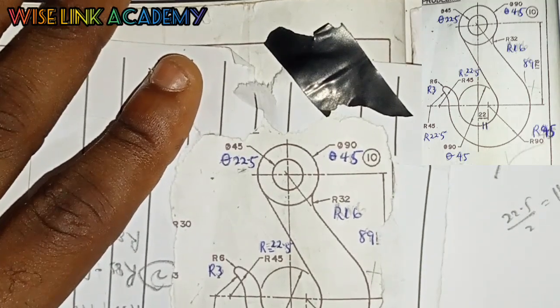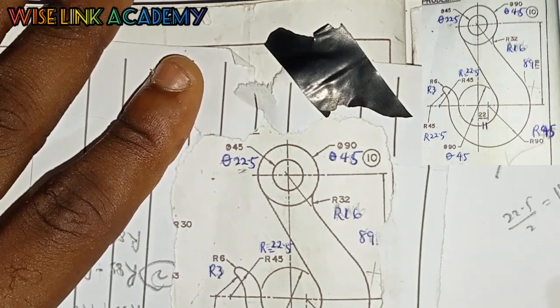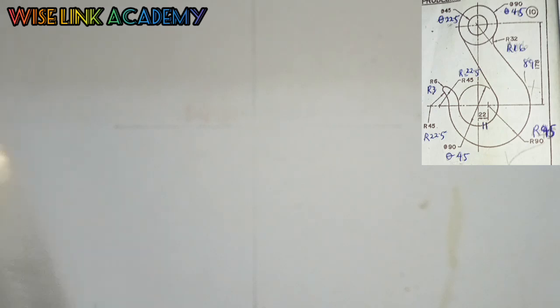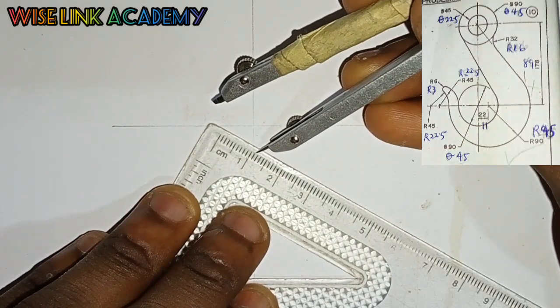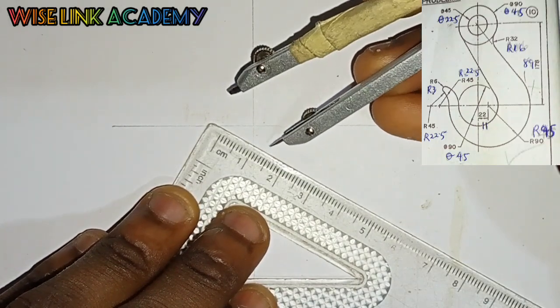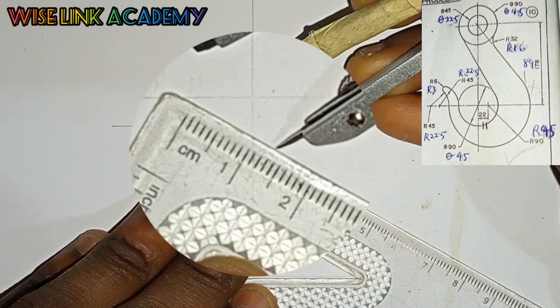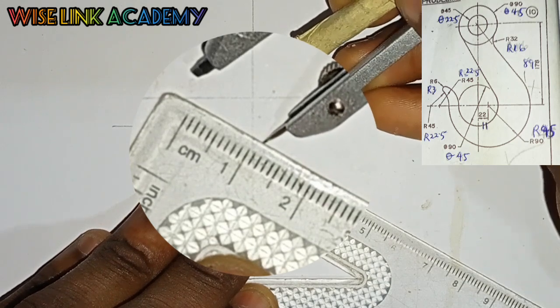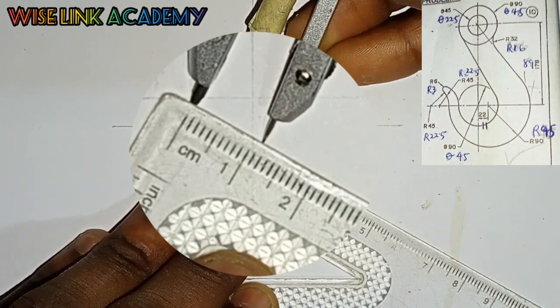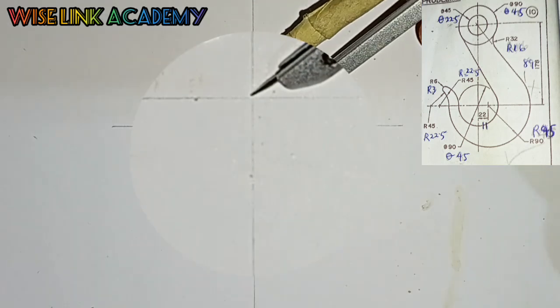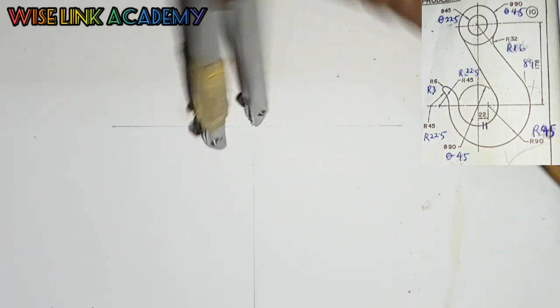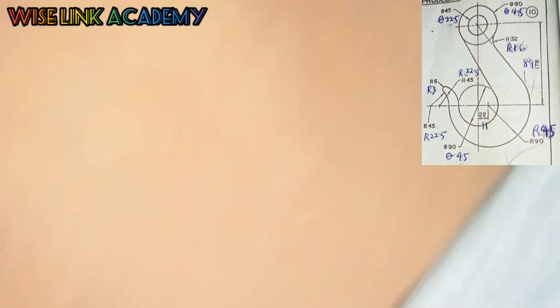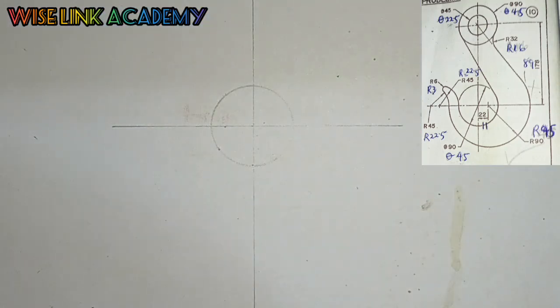11.25. So I'll measure 11.25 on my meter rule. This is my meter rule. Measure 11.25. So you can see that. You place it at the center point here. You draw a circle, a faint circle. Everything faint first.